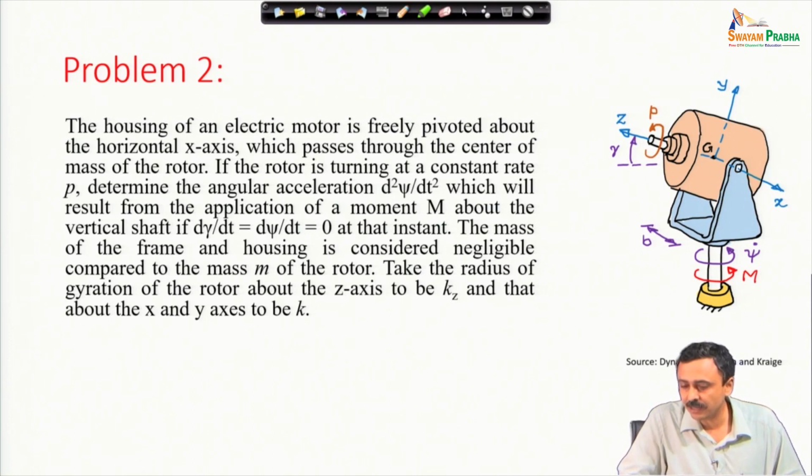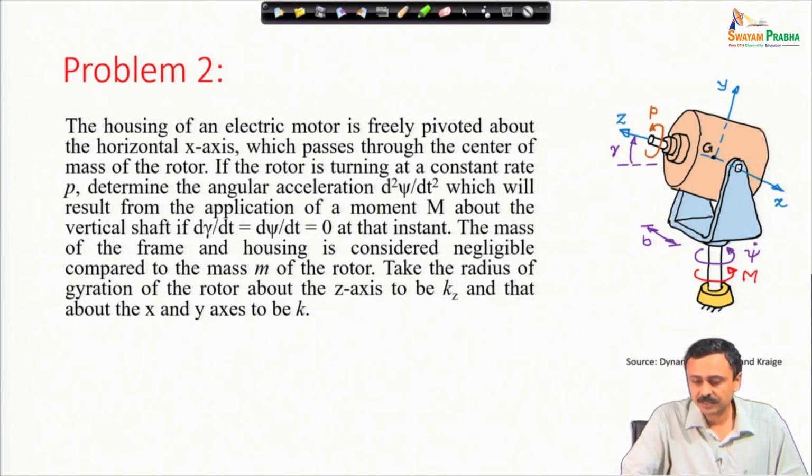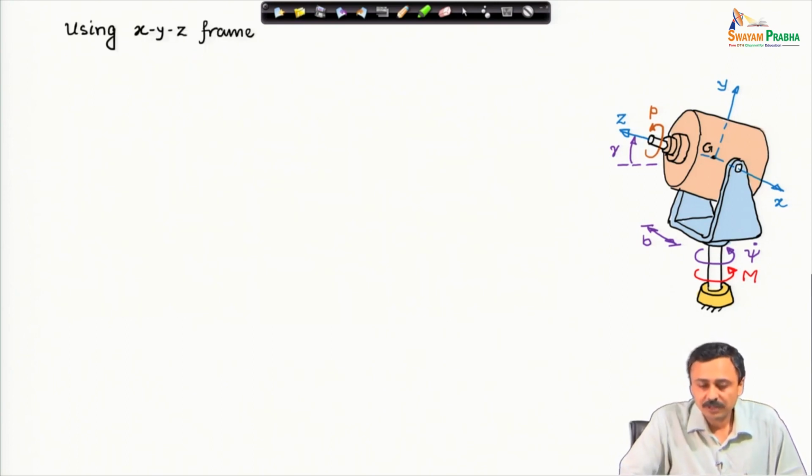Now, gamma is this angle which is shown here, the elevation angle of the axis. d gamma/dt is equal to d psi/dt is equal to 0 at this instant. The mass of the frame and housing is considered negligible compared to the mass m of the rotor. Take the radius of gyration of the rotor about the z axis to be kz and about the x and y axes to be k. This is also a problem from the book of Meriam and Craig.